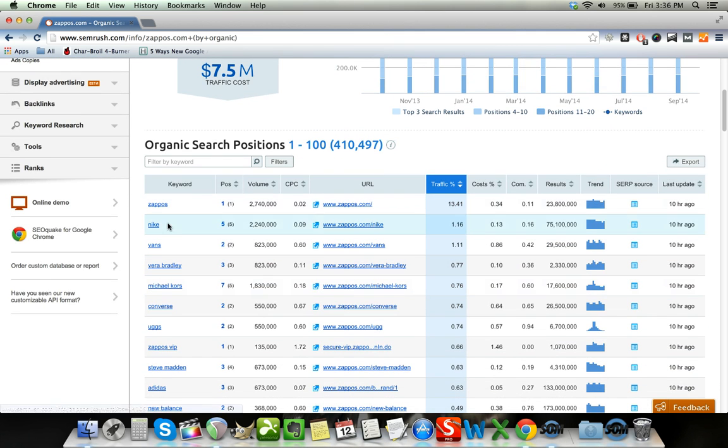Let's start with the second keyword down, Nike. The keyword is Nike. Zappos ranks for that keyword at number 5 in the search engines. It has a search volume of 2.2 million, so that means that there are 2.2 million searches per month verbatim for the keyword Nike in the United States each month.